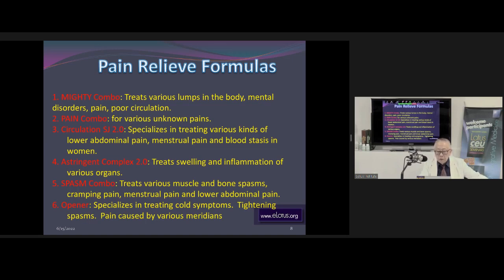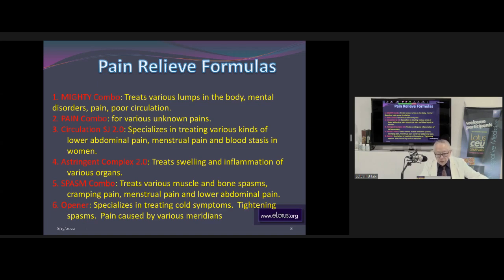It's very, very useful. And for the spasm combo, in this case, you might need to know a little bit about pulse diagnosis because ear signs cannot show the spasm condition. It treats various muscle and bone spasm, cramping pain, contraction, menstrual pain and lower abdominal pain. Not necessarily for women, men too, and people with a hernia or swollen prostate, something like that.